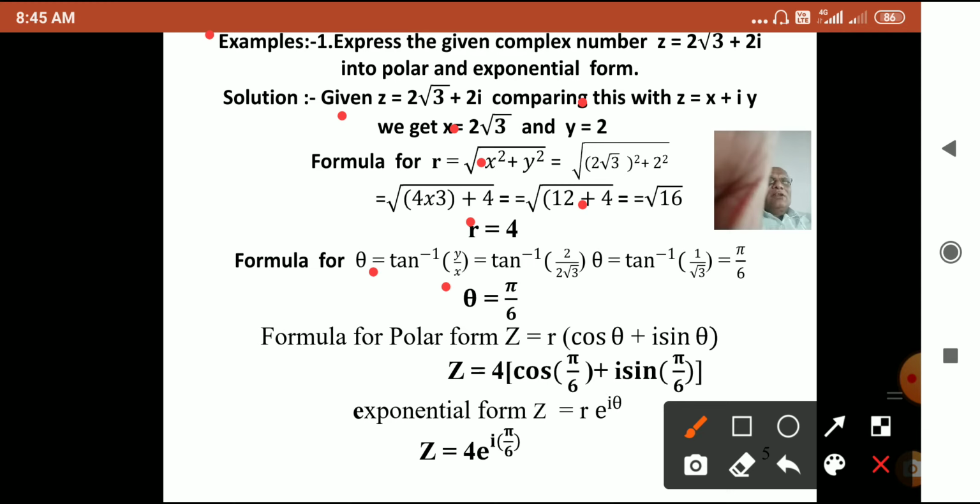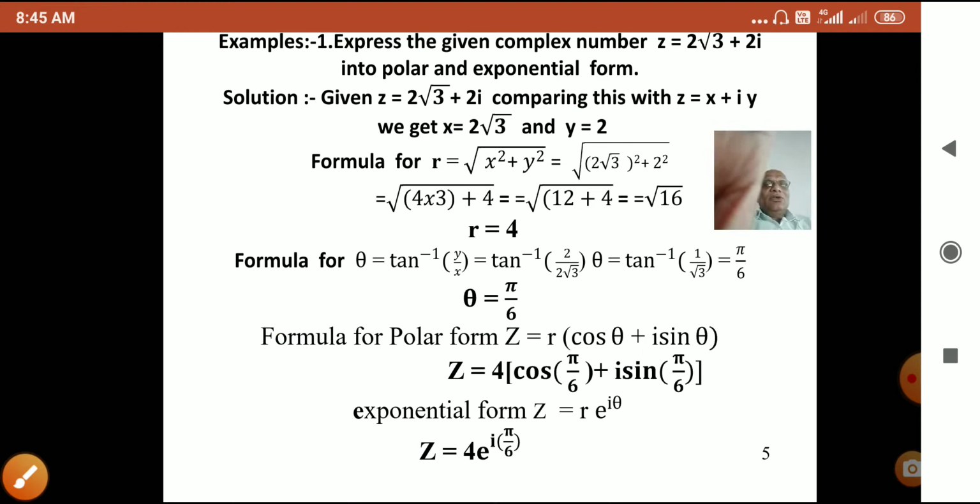So if we know the value of r and the value of theta, then we can express the complex number in polar form and exponential form. Now this is the polar form, that is z equal to r into bracket cos theta plus i sin theta, and exponential form is z equal to r e raised to i theta.